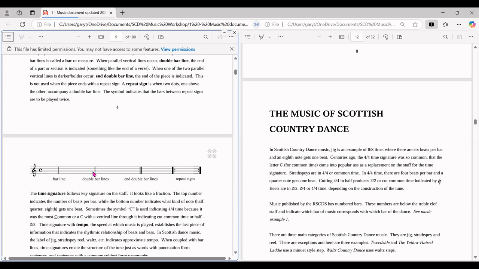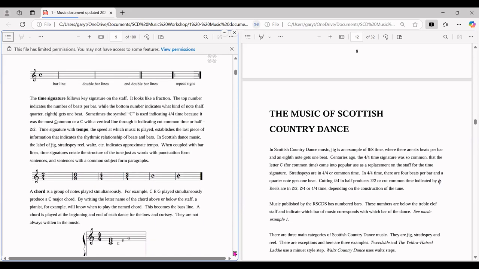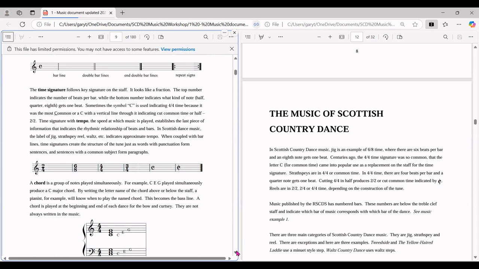The double bar line next indicates the end of a phrase, but you're going to continue playing. The next end double bar line is the end of the whole part or piece. And the next two show repeat signs that could occur at the beginning or end of a musical phrase, indicating that you play it a second time. And so as you open up books of music, like the RSCDS books that have music, you will see all of those things.